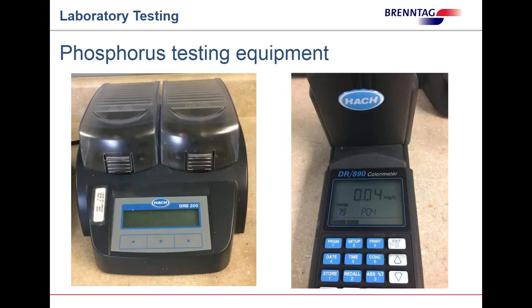Next. So here's a picture of some phosphorus testing equipment that I use in my lab. The reactor on the left is used for digesting samples. On the right, this is the DR890 colorimeter I use for phosphorus testing. It can be used for both ortho and total phosphorus. The total, obviously, you need to run the digestion first.